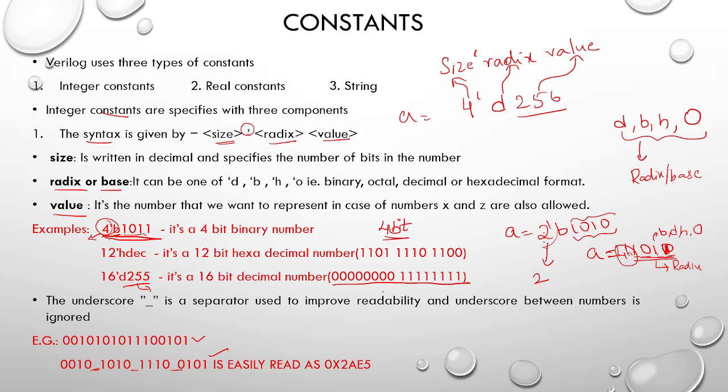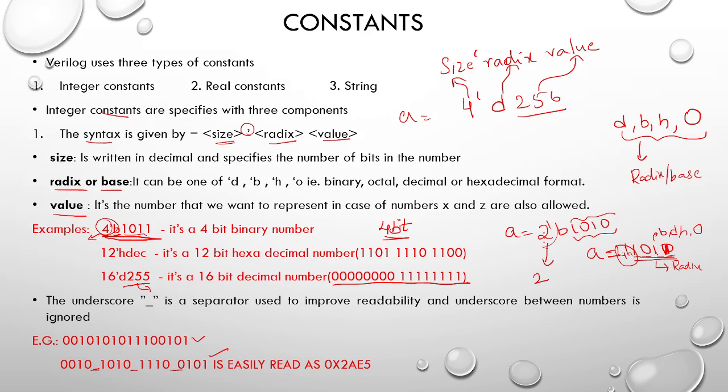Even though you are using underscore, based on the lexical tokens, this underscore will be ignored. Whenever you use an underscore in between values, or in between names and identifiers, anything, Verilog will ignore it.